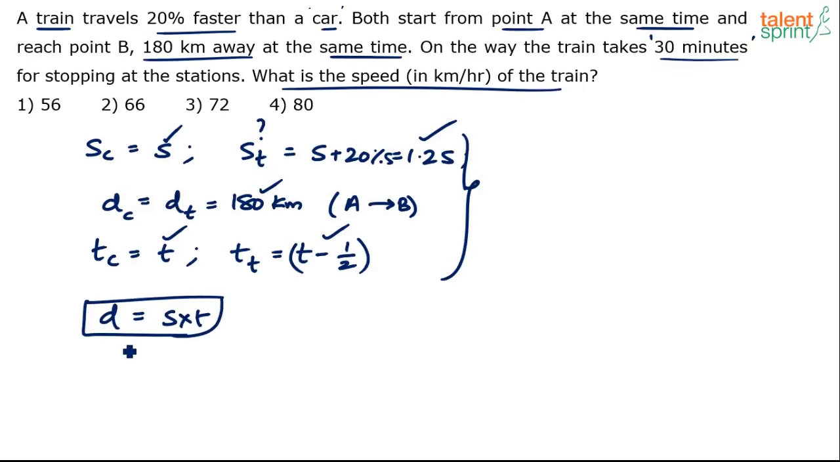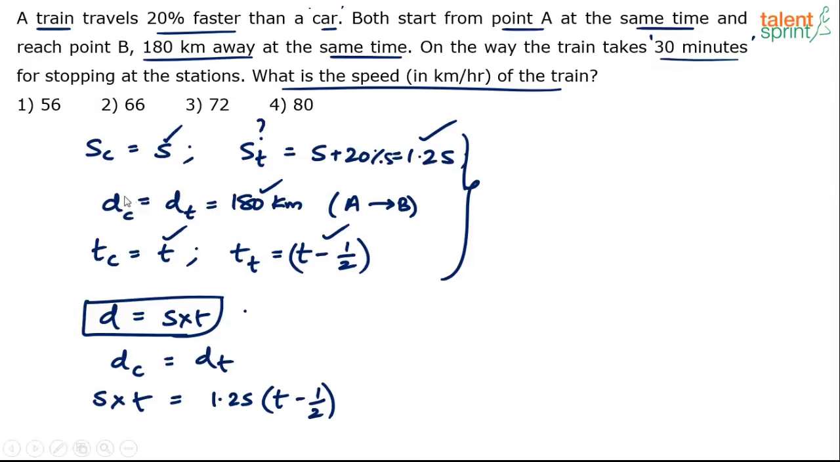We know that distance covered by the car is equal to distance covered by train. See, you don't have to write all the steps. I'm just explaining in detail, right? Cut down all the unnecessary steps here. Now, distance covered by car, speed of the car S into time taken by car T, is equal to distance covered by train. Speed of the train is 1.2 S into time taken by train is T minus half, T minus 0.5. Now, simplify this, what happens?